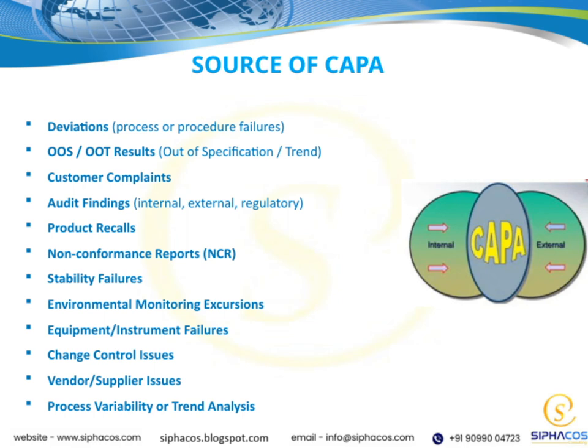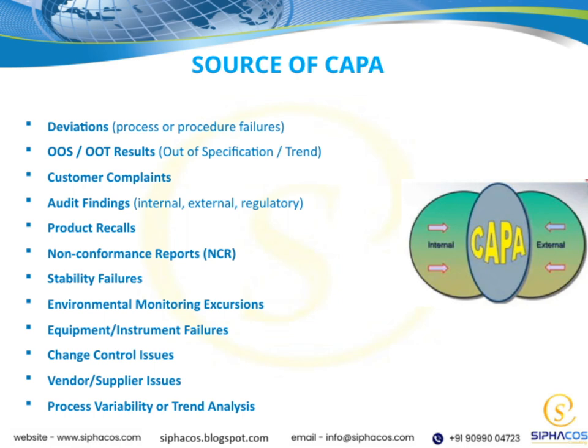Product recalls are a clear indicator that something critical has gone wrong and requires root cause analysis. Non-conformance reports, or NCRs, document instances where products or processes don't meet specified standards, helping us pinpoint areas for improvement. Stability failures are another concern. They signal that a product's quality isn't maintained over its shelf life. Environmental monitoring excursions can show that our manufacturing environment isn't consistently controlled, which can impact product quality. Equipment or instrument failures are also significant. They can cause deviations and need immediate investigation.